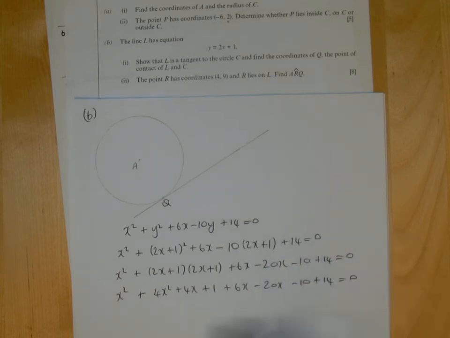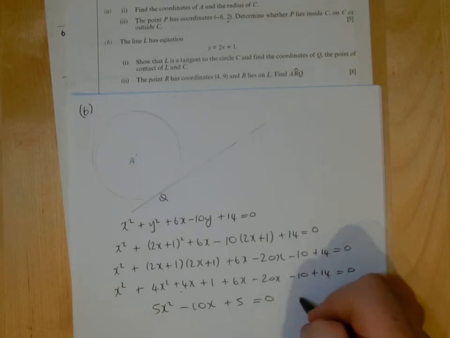So let's now put it all together. We've got x squared and 4x squared is 5x squared. 4x and 6x is 10x. Take away 20x is minus 10x. And then we've got 1, take away 10 is minus 9, add 14 is plus 5, equals 0. So we've got a nice quadratic.